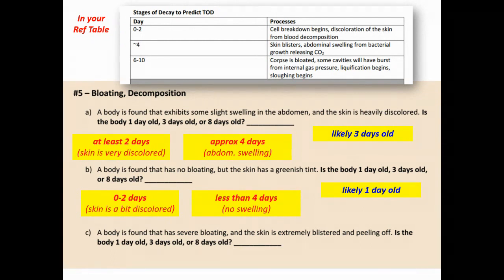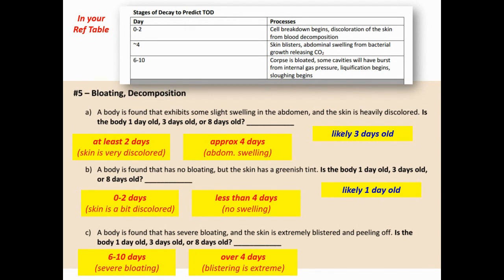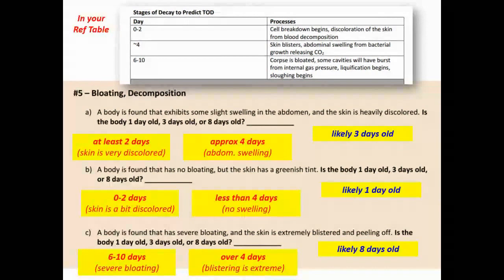5c, the body is found that has severe bloating and the skin is extremely blistered and peeling off. Is it 1 day old, 3 days old, or 8 days old? Well, severe bloating means 6 to 10 days. Okay, the blistering means it must be at least 4 days, something past 4 days. So 8 days old would be a good estimate out of those 3 choices. Okay, and again, if you have to use this chart, the data you'll get will be pretty closely matching this. They're not going to ask you to make wild guesses with this.